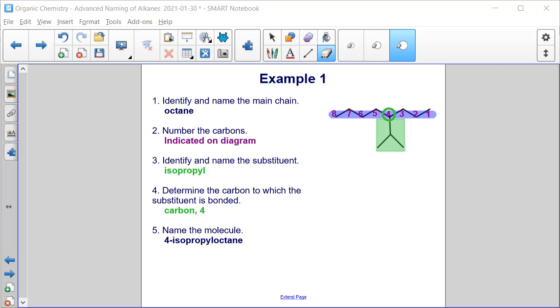Here's a summary of everything for this first example, and just a reminder that because we have only the one substituent group this time, we didn't have to worry about things like alphabetizing or prefixes and that kind of thing, because we just have the one group. So 4-isopropyl octane.